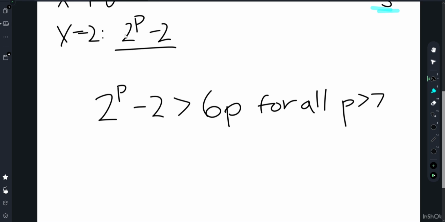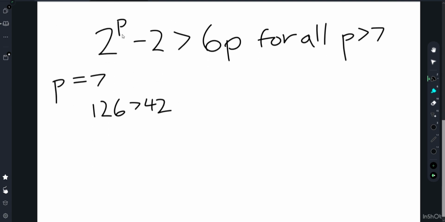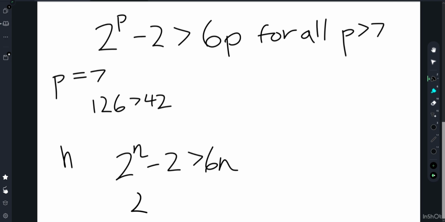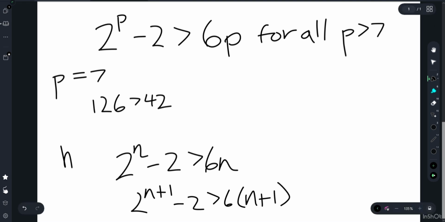So we can do this with induction. The base step is p equals 7. Like I said, 126 is clearly greater than 42. Now, let's say there exists a number n that works. So this means that 2 to the n minus 2 is greater than 6n. So now we want to prove that 2 to the n plus 1 minus 2 is greater than 6 times n plus 1. And so how do we do this?